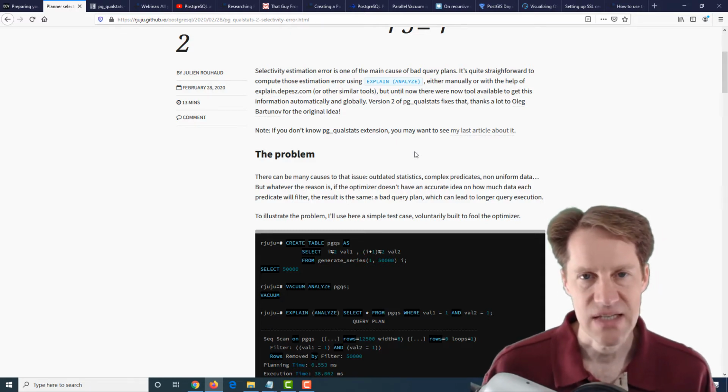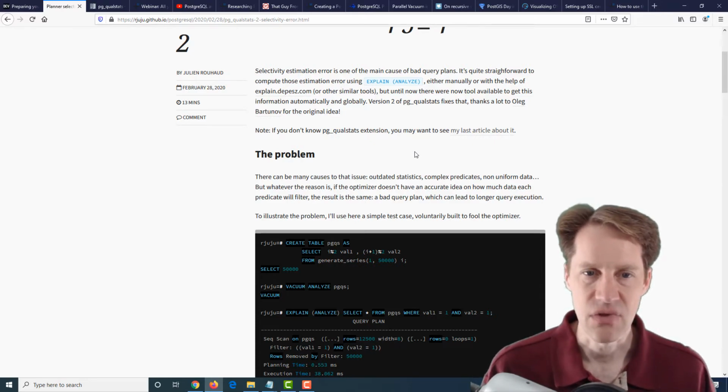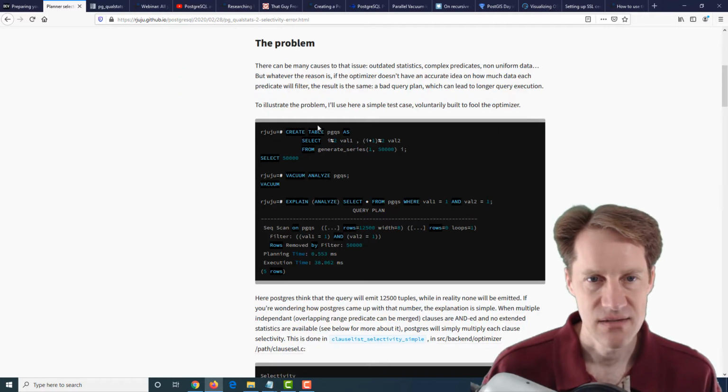So by default, statistics are tracked per column and they don't track relationships between columns. So for example, it doesn't track that there are so many zip codes in a state or any kind of relationship like that. He developed the example where the planner, even after a vacuum analyze, believed it would come up with 12,500 rows, but it actually only came up with zero rows. So there were no rows that matched this query.